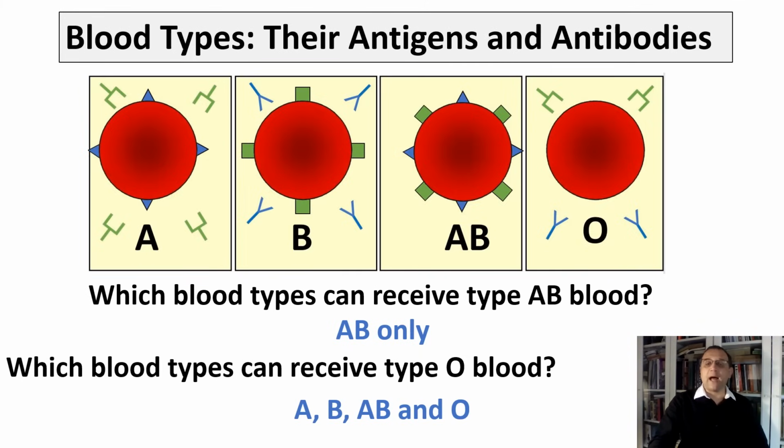However, type O blood can receive only type O. Why? Because it produces both type A and type B antibodies. Look at the last drawing on the diagram. Interestingly, indigenous people of Peru all have type O blood.